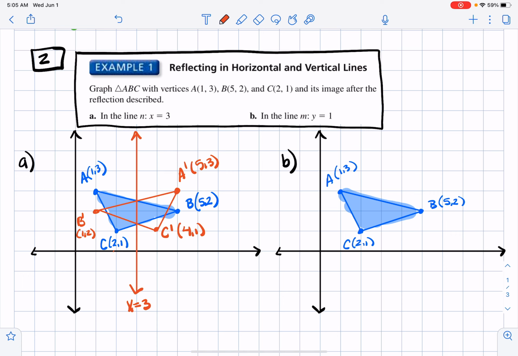and that guy. So the blue shape is my pre-image, and the red or orange shape is my image after the reflection. So that would be part A.